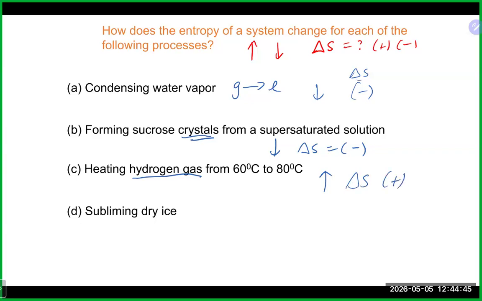And lastly, here's sublimation. Sublimation is going from solid all the way to gas. We skipped the liquid phase there. And obviously, that means we're going into the gas phase, which is, again, a lot more disorder. And that should end up with a more positive delta S. Any questions on those?